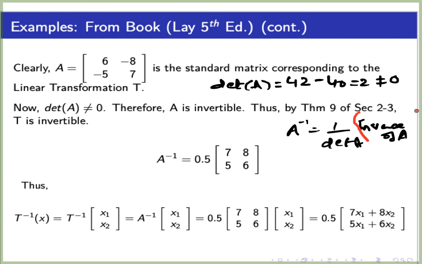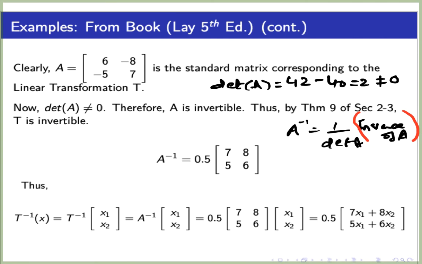Now, to find the inverse of a 2 by 2 matrix, we basically swap the diagonal elements and multiply the other elements by minus 1. Then you multiply by 1 over the determinant of A. So 1 over the determinant of A is basically a half, which is 0.5, times the matrix 7, 8, 5, 6. And that's what you write down. So this is your A inverse multiplied by X, which is represented by x1 and x2. When you do the matrix multiplication, you get 0.5 times (7x1 plus 8x2, 5x1 plus 6x2). So we have been able to solve the problem.